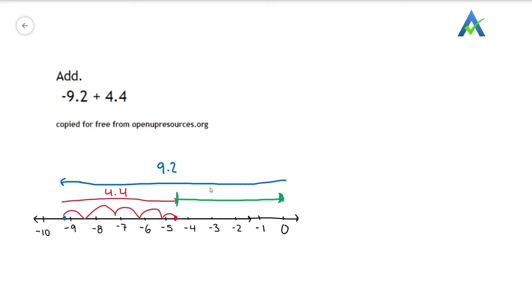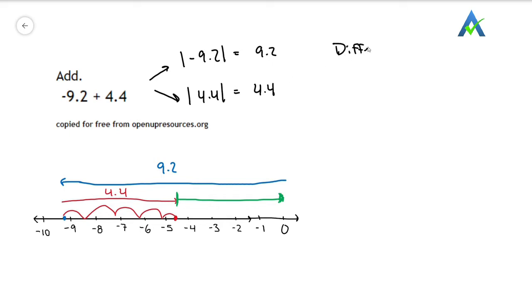So when we're dealing with arrows, we know that the length of the arrow will be the absolute value of the number. So we can take the absolute value of both of these numbers and find the difference between them, which is shown by the green arrow. So the absolute value of negative 9.2 is 9.2. The absolute value of 4.4 is 4.4. To find the difference between these two, we can use subtraction.